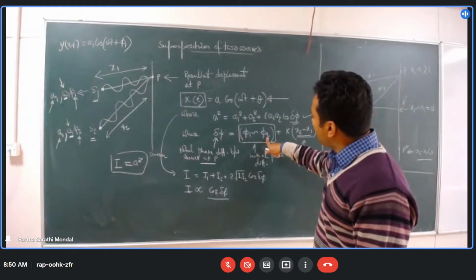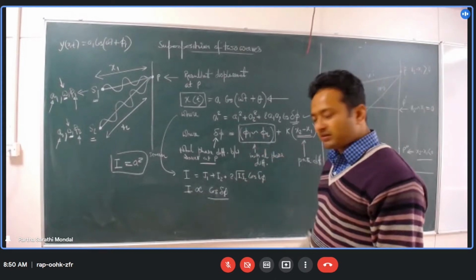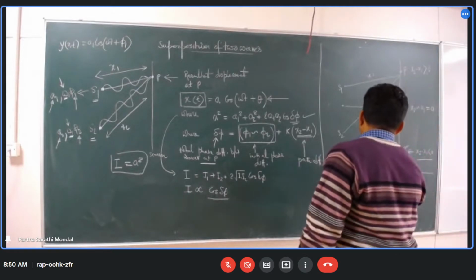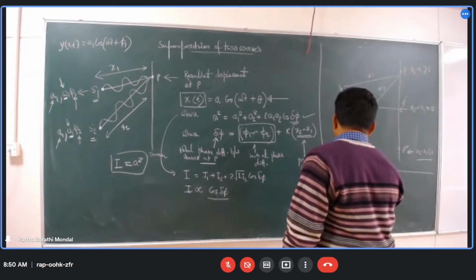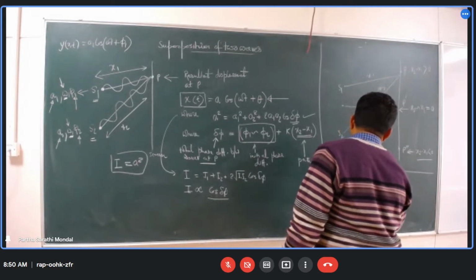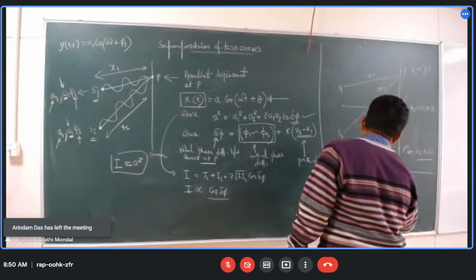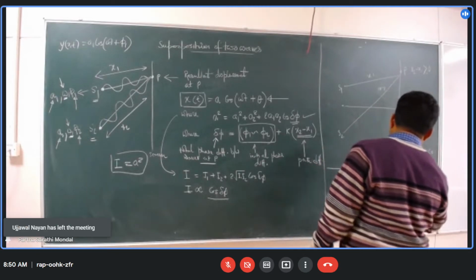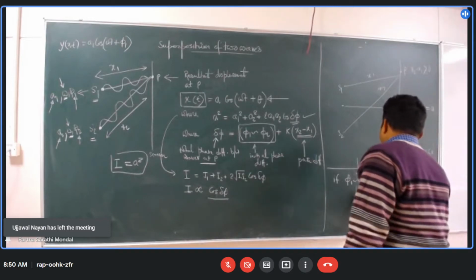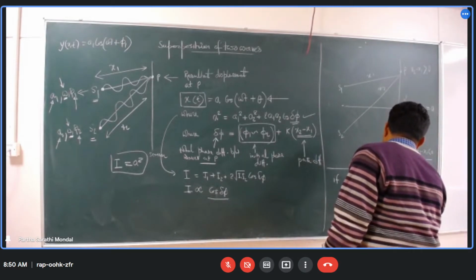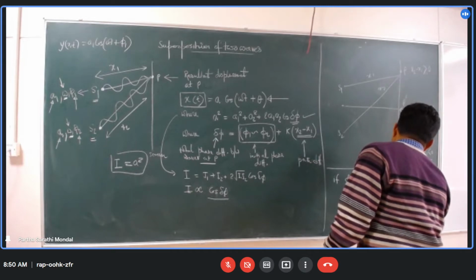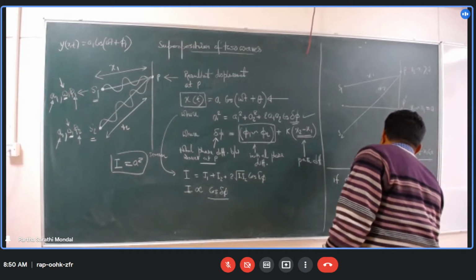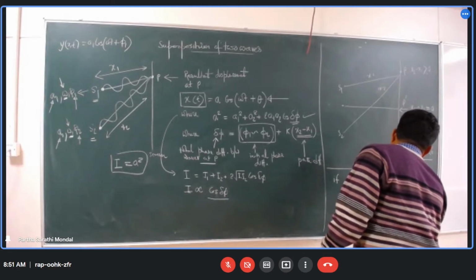Okay, if it is not, then what will happen? Okay, so now what I'm saying is that if phi1 minus phi2 is constant over a time, then you will see an interference pattern on the screen.